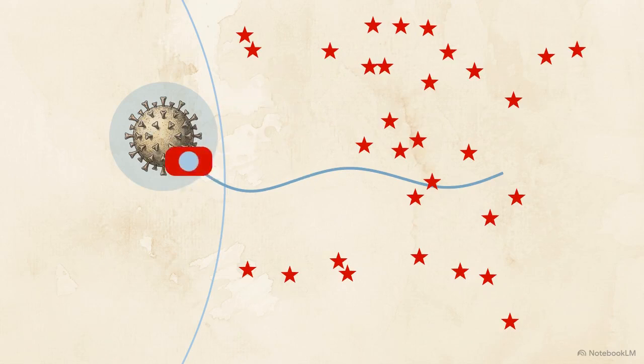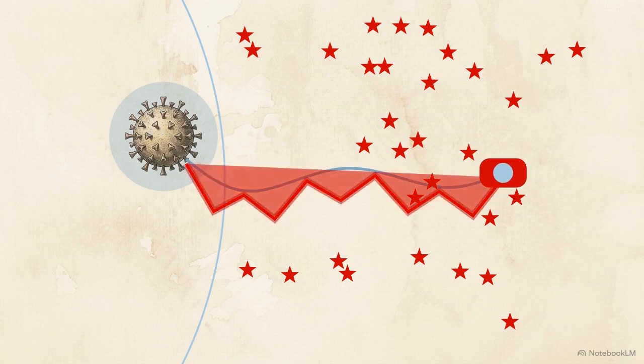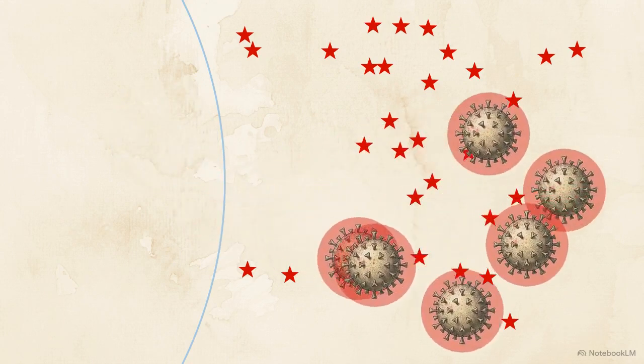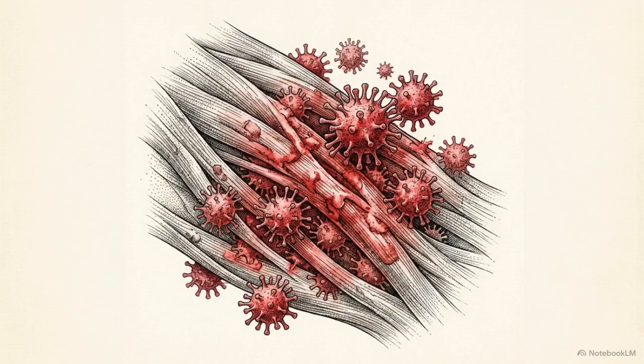If a common, normally benign enterovirus enters this environment, the free radicals physically damage its RNA polymerase. The host's nutritional deficiency actively forces the virus to make copying errors. It rapidly mutates into a lethal, highly virulent strain that shreds the heart muscle.